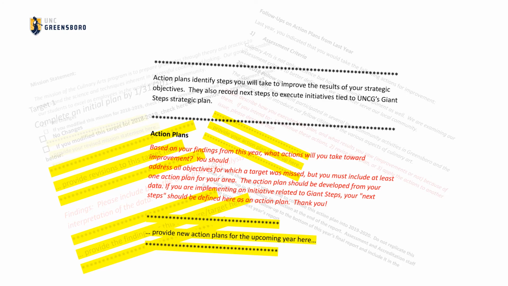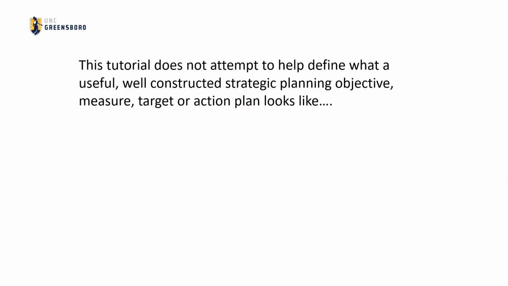This tutorial will walk through the various sections of the report where this requested information can be provided by the user. This tutorial does not attempt to help define what a good strategic planning objective, measure, target, or action plan might look like for your specific department.